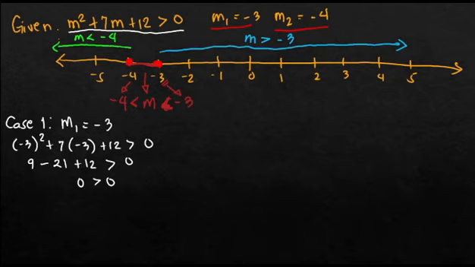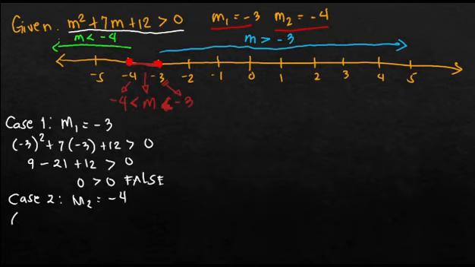And then, observe lang natin if it satisfies the given inequality. Is 0 greater than 0? No. So, this is a false statement. Since 0 is not greater than 0. Next, let's try case 2. Our case 2 will be m sub 2, that is -4. Pero pwedeng magkabaliktad yan. Kung ang case 1 nyo ay -4, tapos ang case 2 nyo ay -3, walang problema doon.